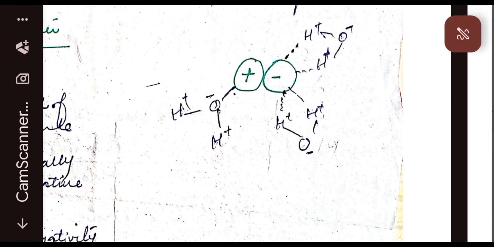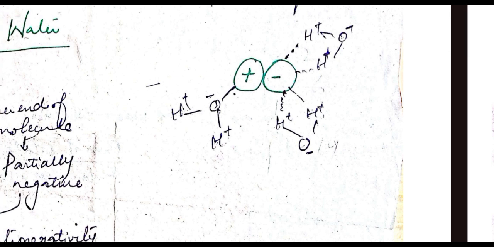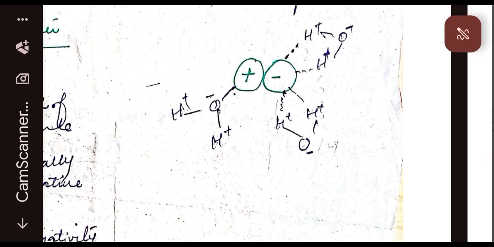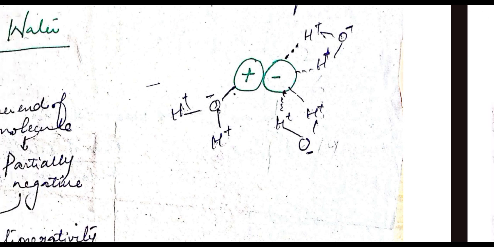Right now you are seeing that the negative end connects with the positive end of the water molecule, and the positive end faces towards the negative end of the water molecule. In the water molecule, oxygen carries a negative charge and hydrogen carries a positive charge. In this way, polar substances arrange themselves around the water molecule. After that, they dissolve in water.